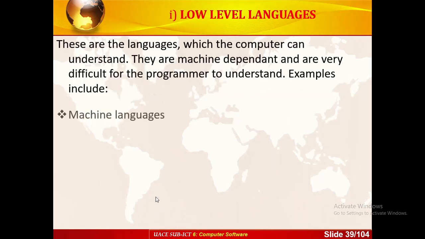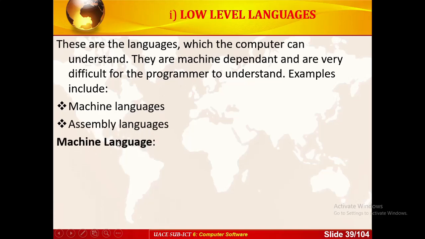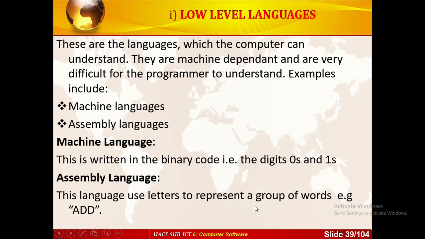When it comes to low-level languages, these are languages the computer can understand. They are machine dependent and very difficult for a programmer to understand. Examples: we have machine and assembly languages. With machine language, these are written in binary code, that is ones and zeros. Assembly languages are usually short groups of words.